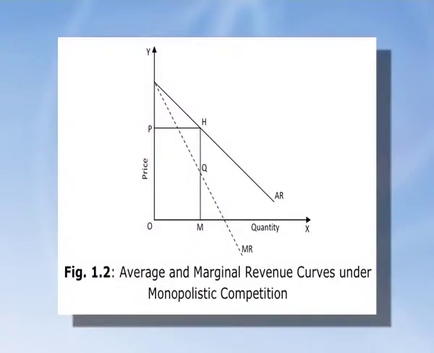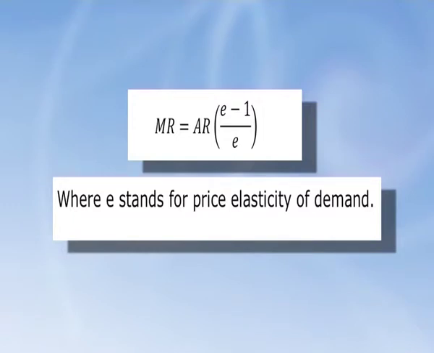In figure 1.2, AR is the average revenue curve of the firm under monopolistic competition and slopes downward. MR is the marginal revenue curve and lies below the AR curve. At the quantity OM, average revenue or price is OP, and marginal revenue is MQ, which is less than OP. In an earlier chapter, we have explained that the average and the marginal revenue at a level of output are related to each other through price elasticity of demand, and in this connection we derived the following formula. The formula is MR equals AR times (E minus 1) divided by E, where E stands for price elasticity of demand.